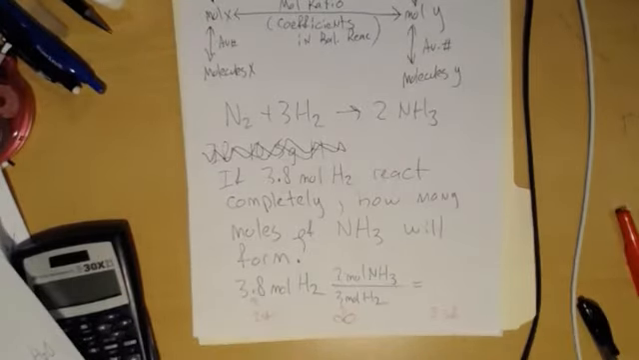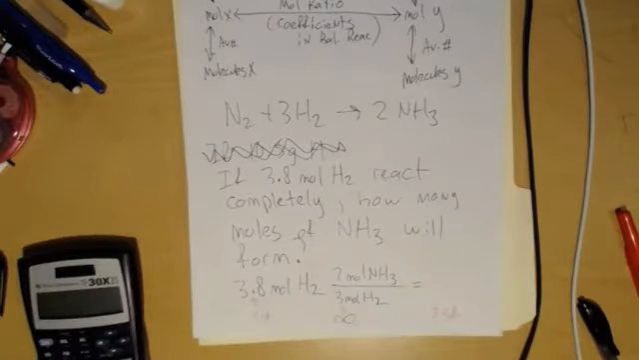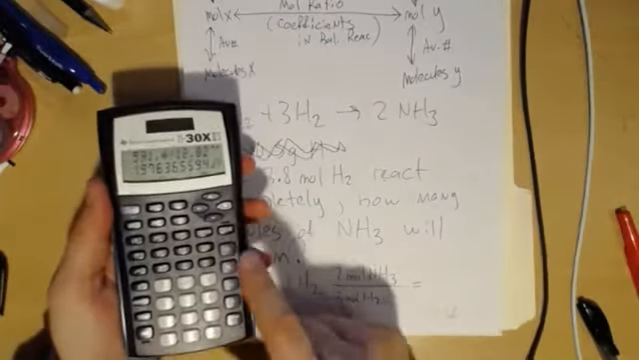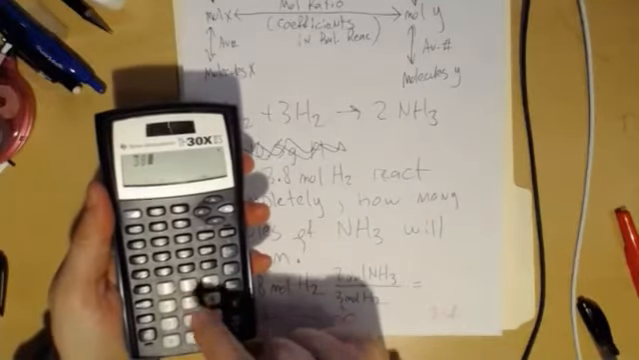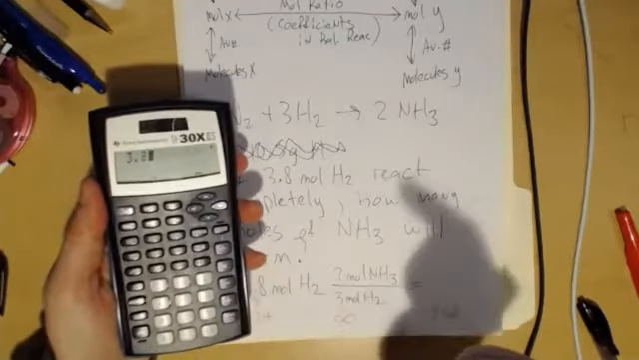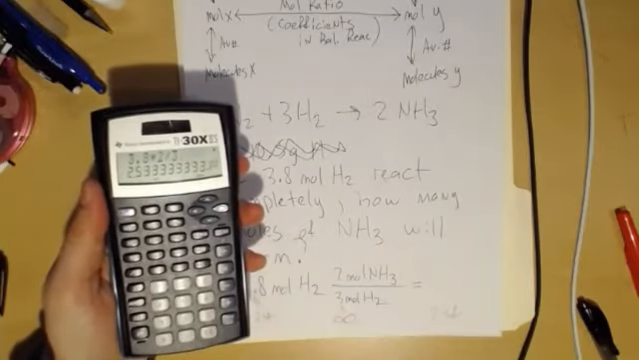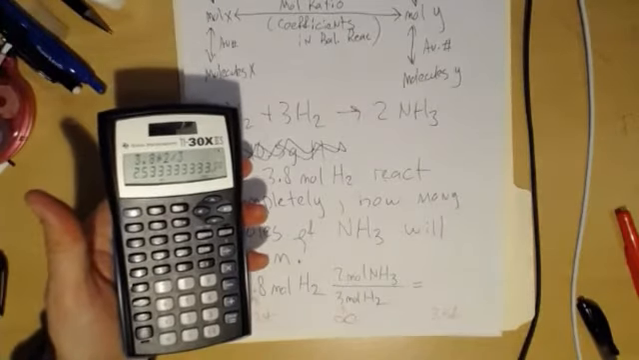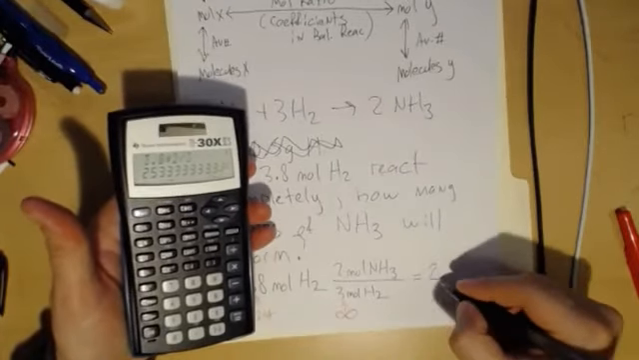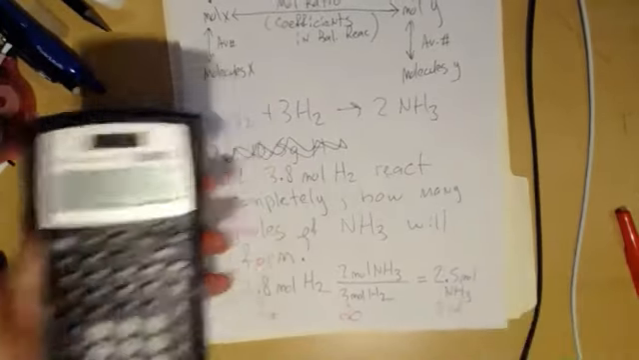Okay, so I'm gonna get in my calculator. Clear, and 3.8 times 2 divided by 3. That's pretty straightforward, huh? And then, okay, 2.53333, but to 2 sig figs would just be 2.5 moles of NH3. Okay?